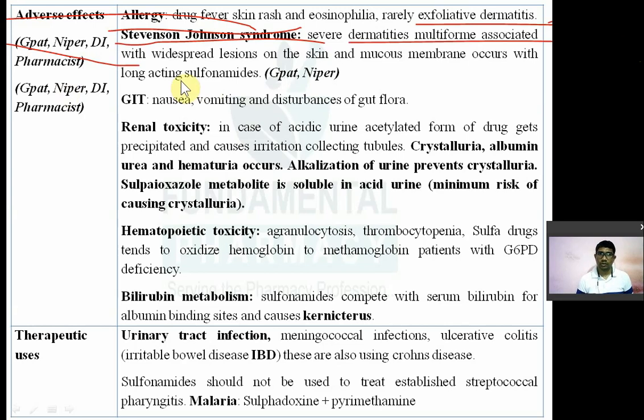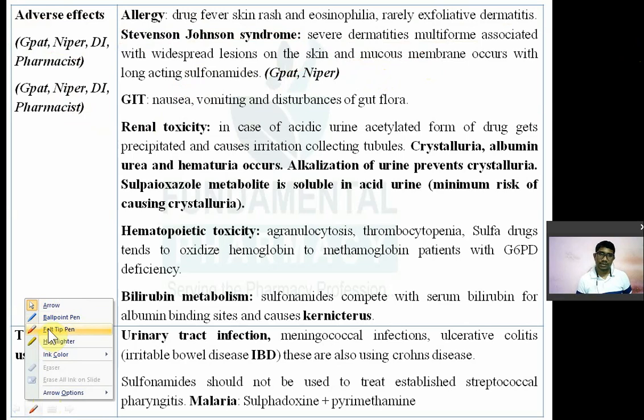So with widespread lesions on the skin and mucous membrane. तो ज़्यादा ही उसका यहाँ पे inflammation करेगा. That is known as Stevens-Johnson syndrome. Particularly with the longer acting sulfur drugs. Stevens-Johnson syndrome is an adverse effect of your sulfur drug. याद रखो उसको. Allergic reaction करेगा skin के ऊपर.